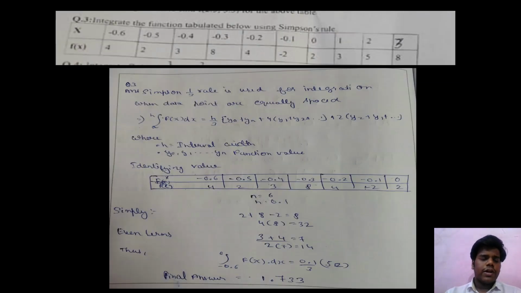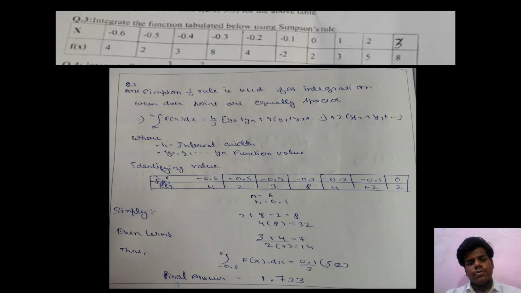Now the third part of the second internal: integrate the function tabulated below using Simpson's rule. We have some values of x and f(x). Let's check what the values were: minus 0.6, minus 0.5, minus 0.4, minus 0.3, minus 0.2, minus 0.1, 0, 1, 2, 3, and 4, with the corresponding values of f(x) above. Now we apply the Simpson one-third rule, which is used for integration when data points are equally spaced.